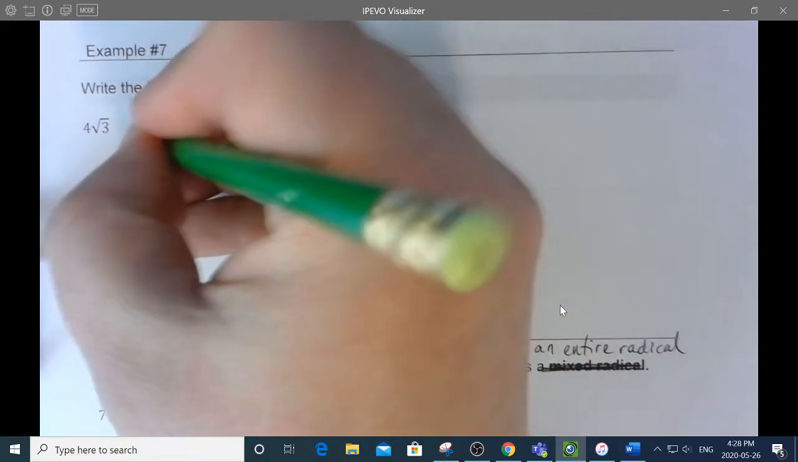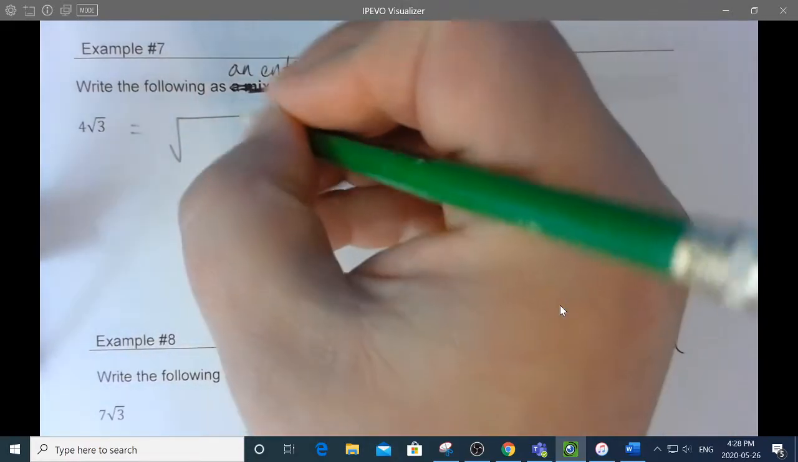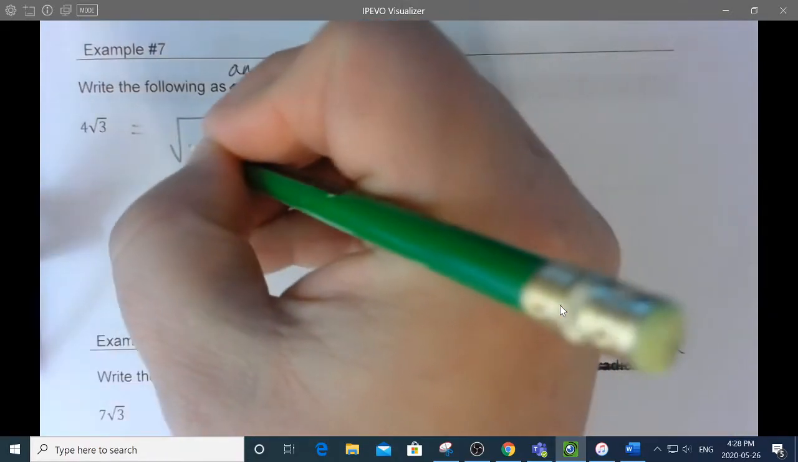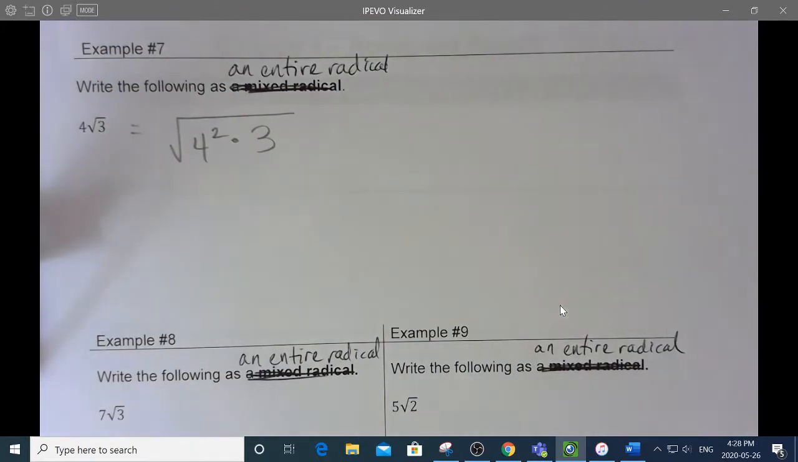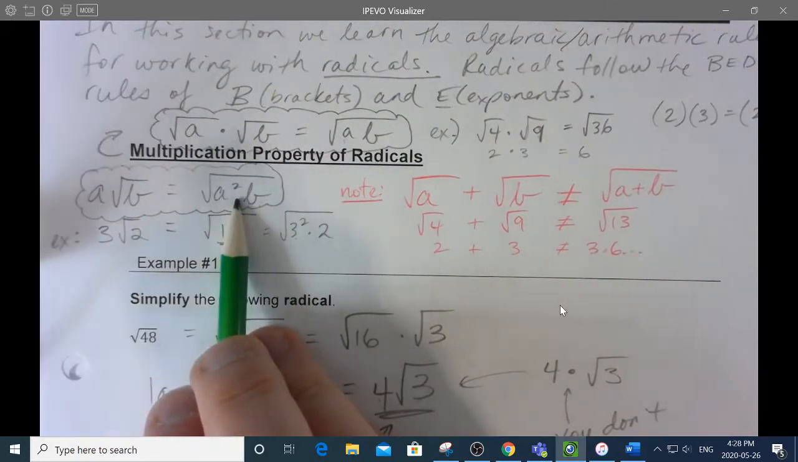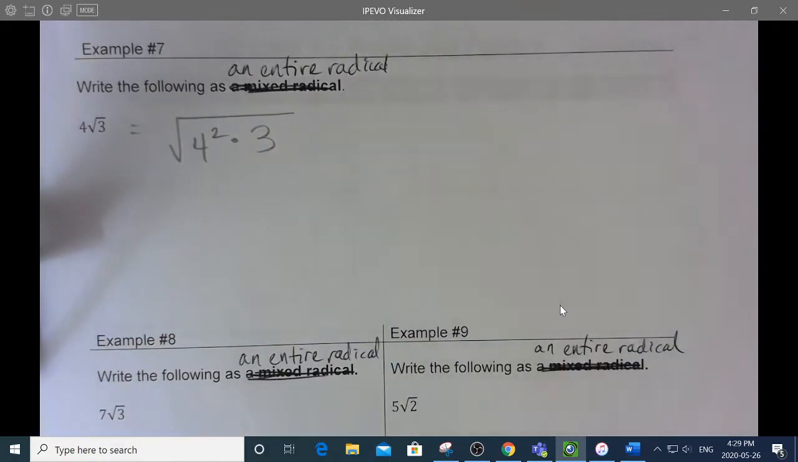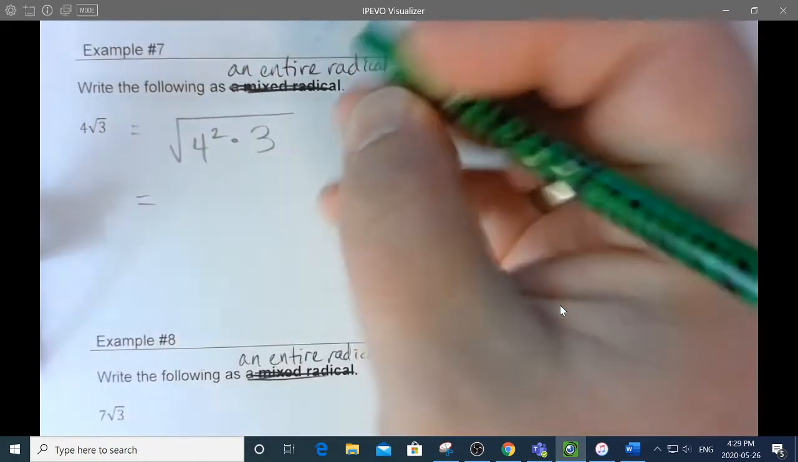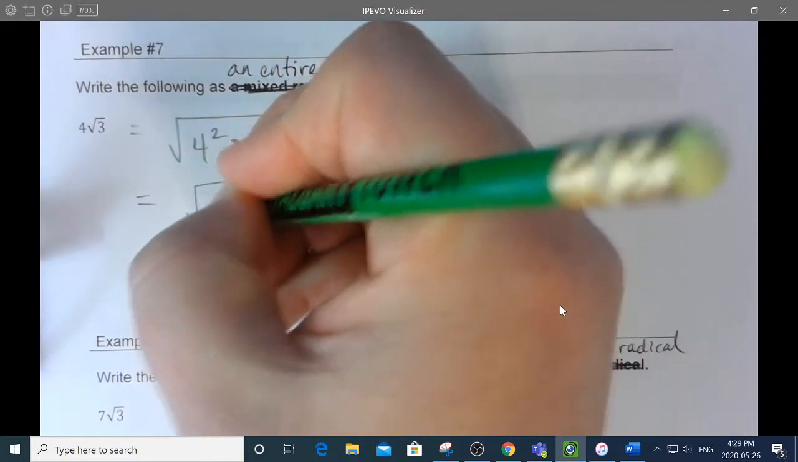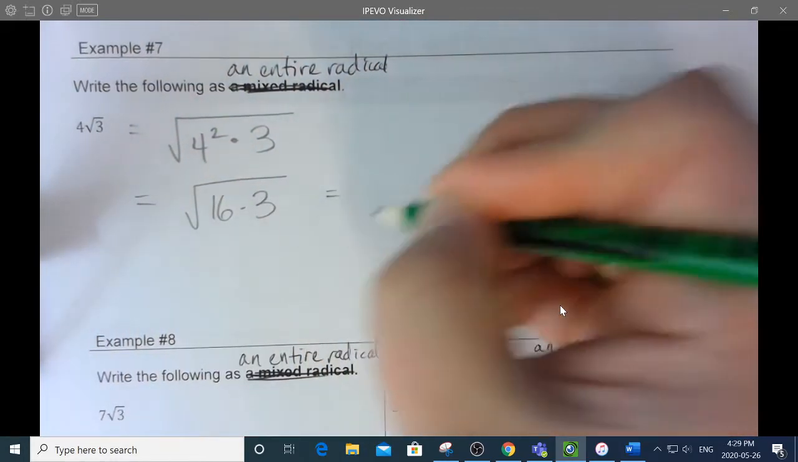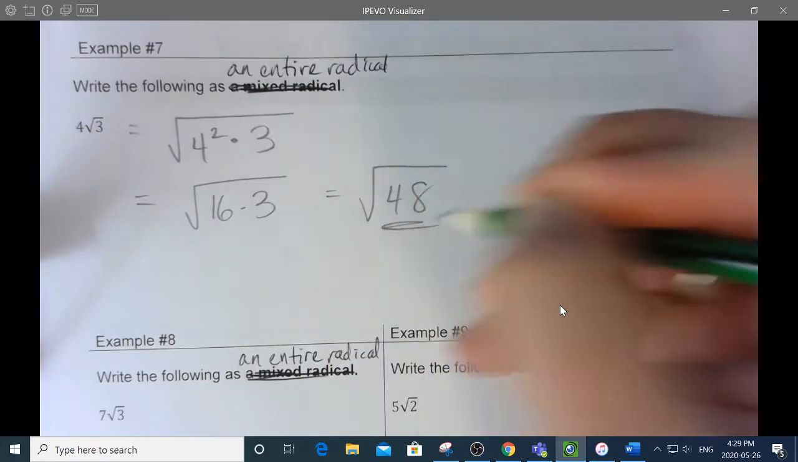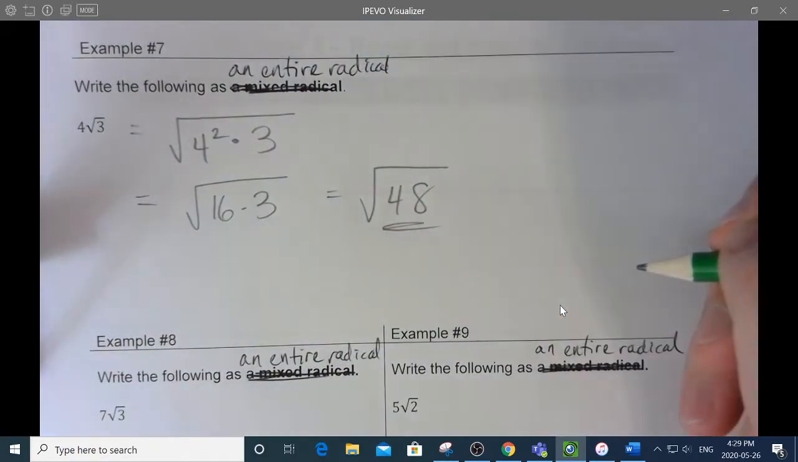Here's the way I think about it. The 3 is under here, and the 4 becomes its own square under the radical, because I'm basically back to this rule here, right? This is equal to that. So if that makes sense to you, that's going to be the square root of 16 times 3. And hey, we've seen this one already. It's our old pal, the square root of 48. And that is now an entire radical.